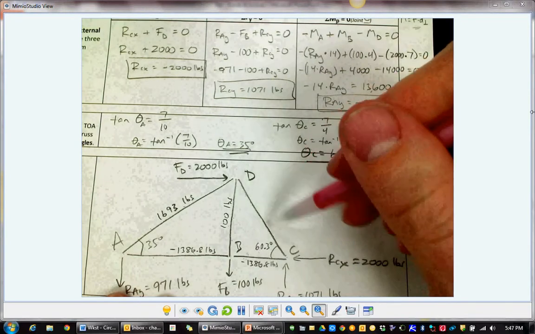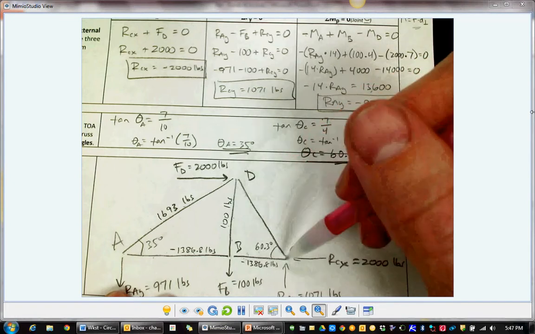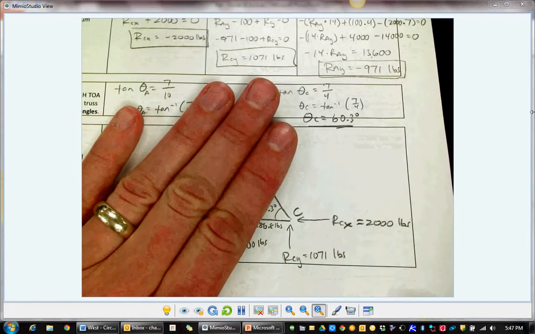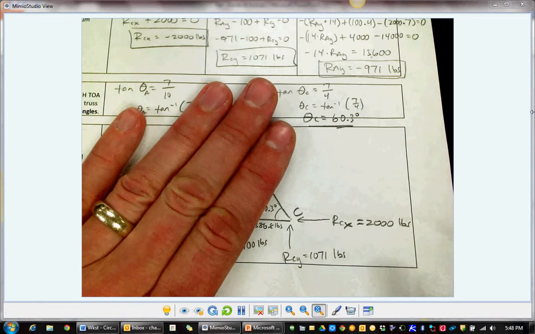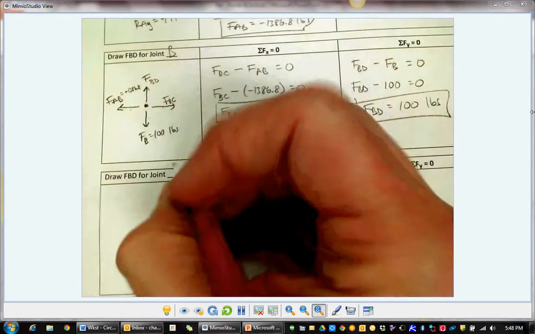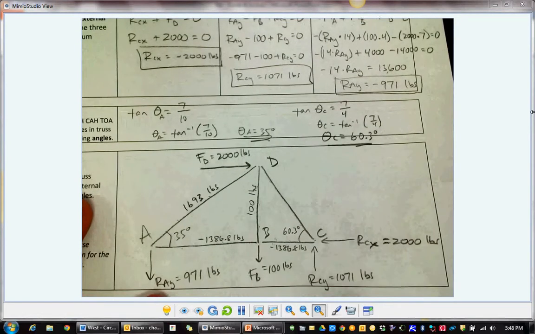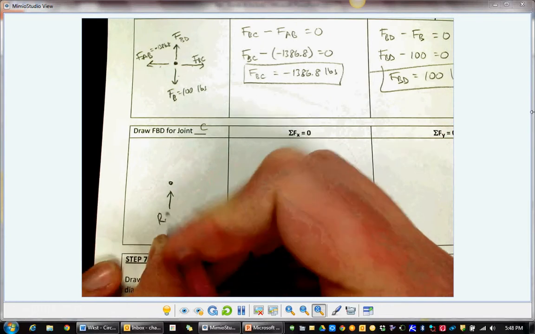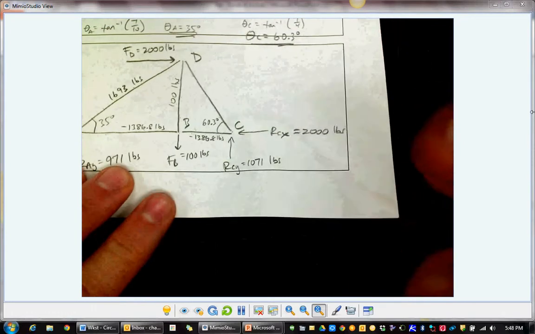All I have left is to find the internal force in member CD. So I can go to joint C or joint D. Again, I'm going to avoid joint D. So I'm going to go right here to joint C. We've got 4 different forces acting on joint C. We've got these 2 external forces, and we've got 2 members interacting with joint C. So, joint C. Let's drop back here. So we have RCY pointing up, 1071. We have RCX pointing to the left with 2,000 pounds.